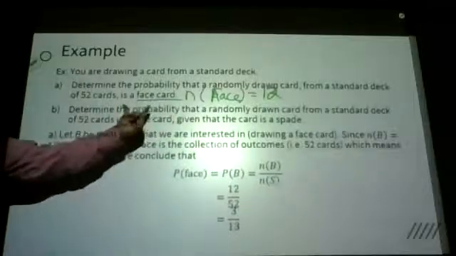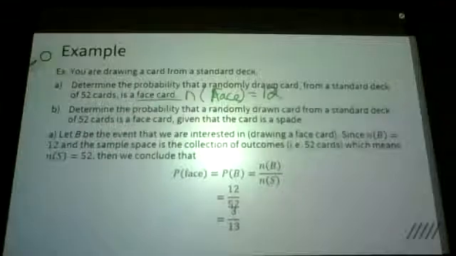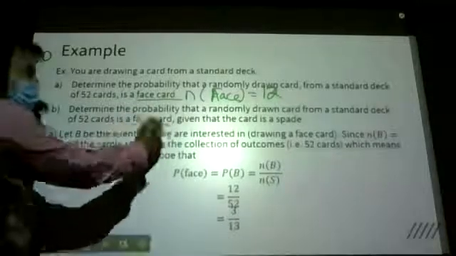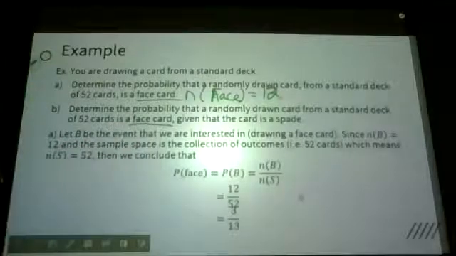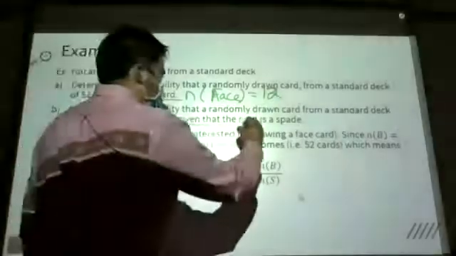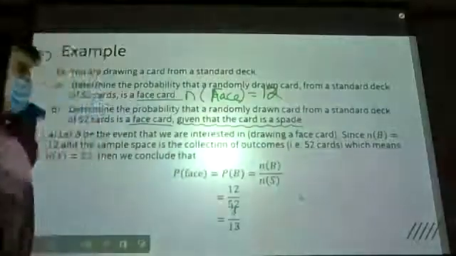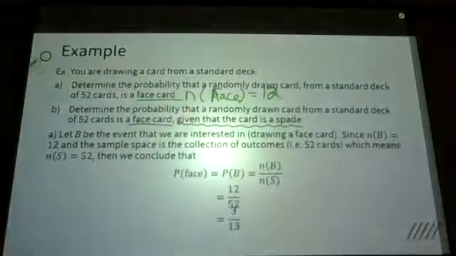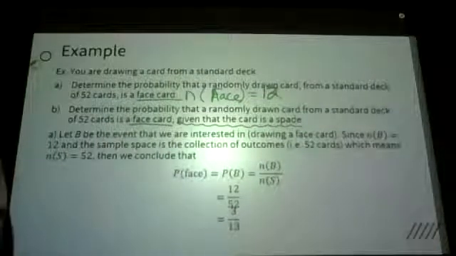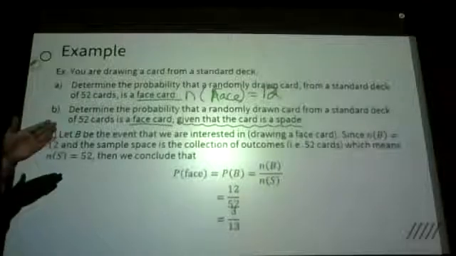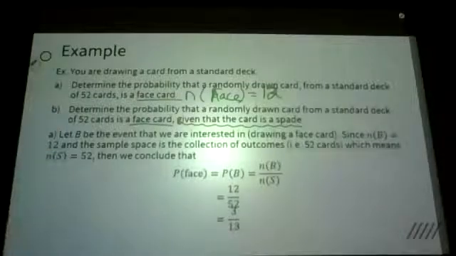The second part is asking you what's the probability that you randomly draw a card and it's a face card. So pretty much the exact same question, but now we have an extra condition here. It's given that the card is a spade. So now we're told something extra on top of it. What's the probability that it's a face card if I know that it's a spade? I know it's a spade, so that automatically reduces my options a little bit, right?